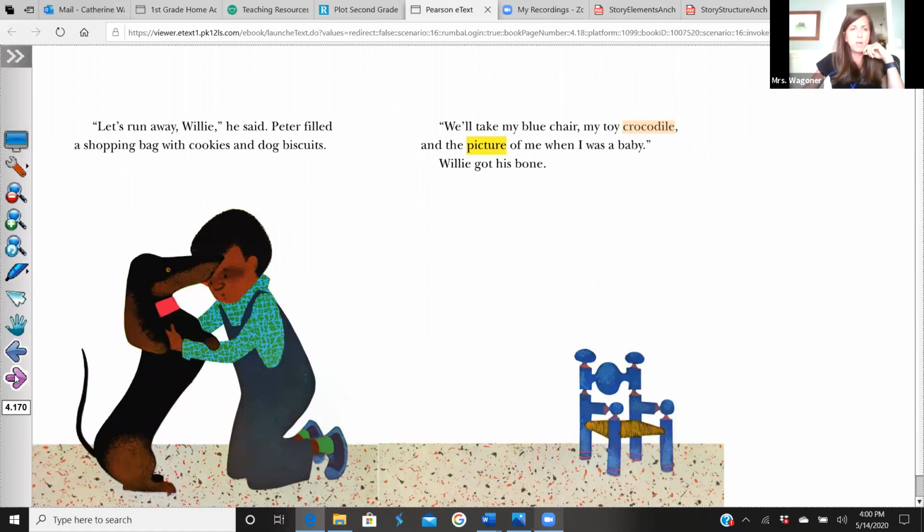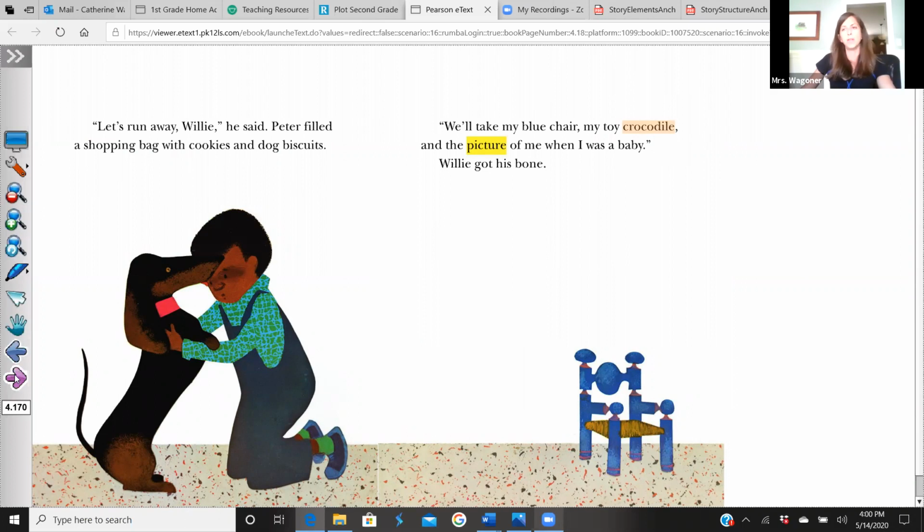"Let's run away, Willie," he said. Peter filled a shopping bag with cookies and dog biscuits. "We'll take my blue chair, my toy crocodile, and the picture of me when I was a baby."